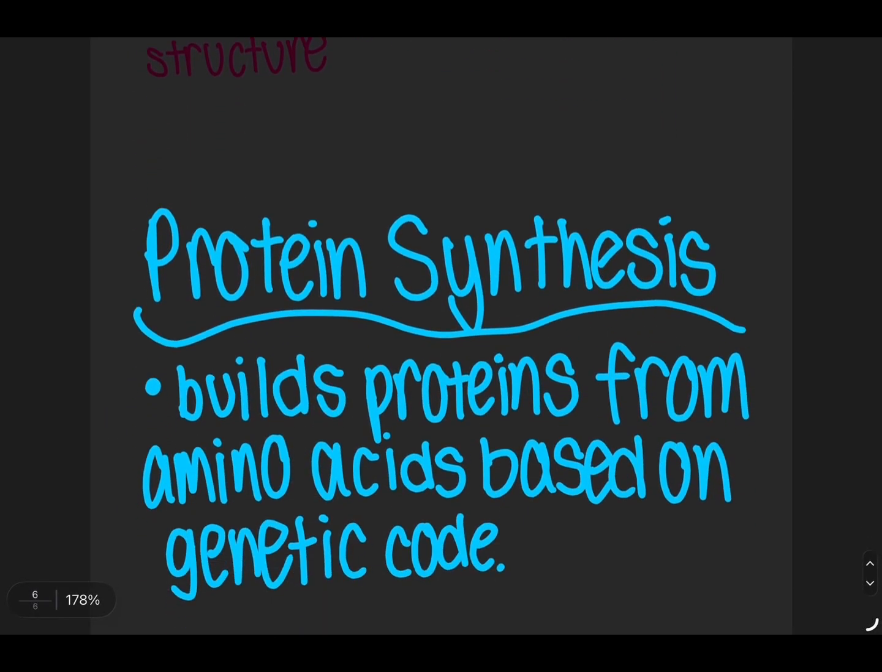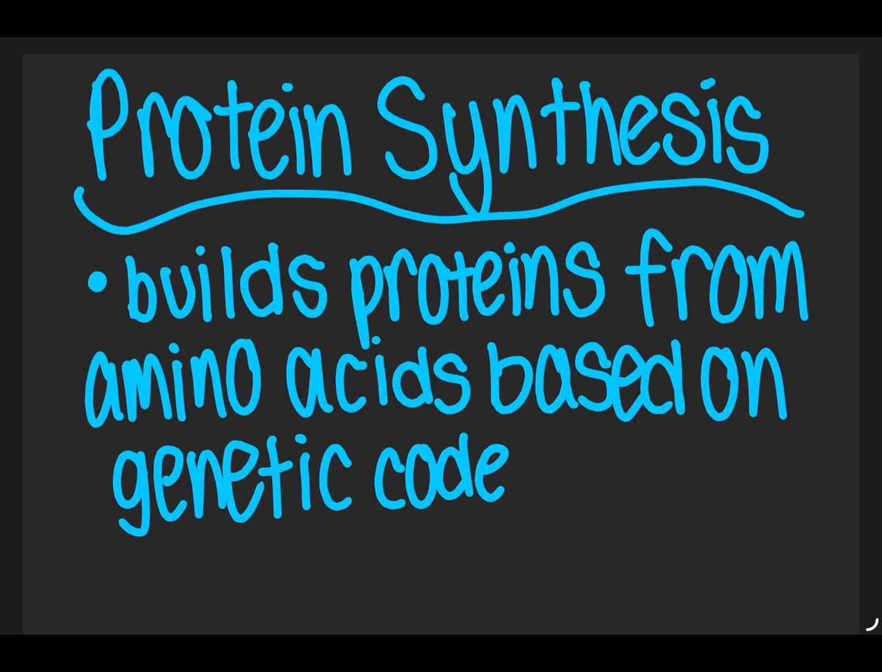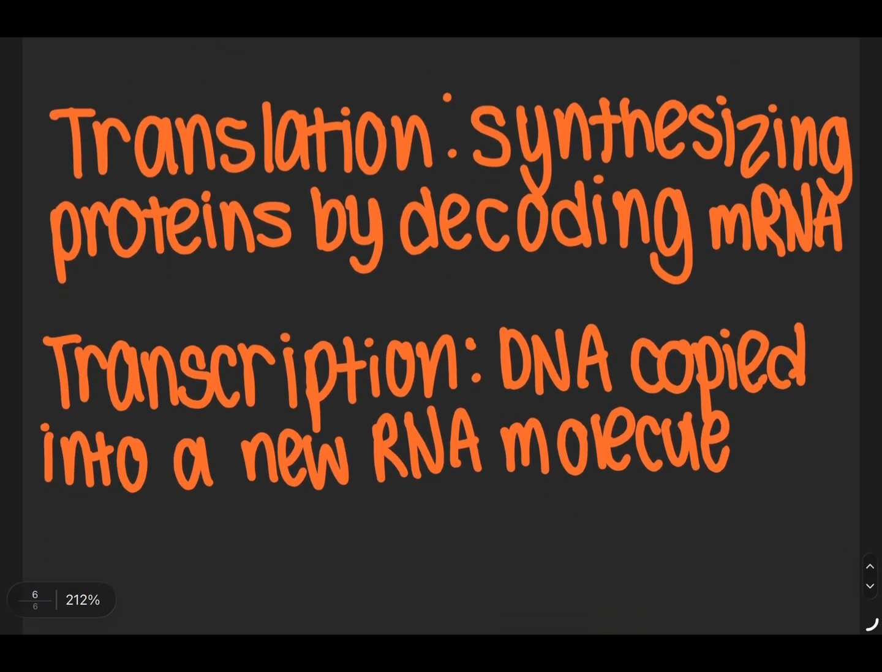Protein synthesis is a 2-step process, including transcription and translation, that builds proteins from amino acids based on the DNA genetic code. What is transcription and translation? Translation is the process of synthesizing proteins by decoding messenger RNA into a specific sequence of amino acids, occurring on ribosomes in the cytoplasm. Transcription is where a specific segment of DNA is copied into a new single-stranded RNA molecule.